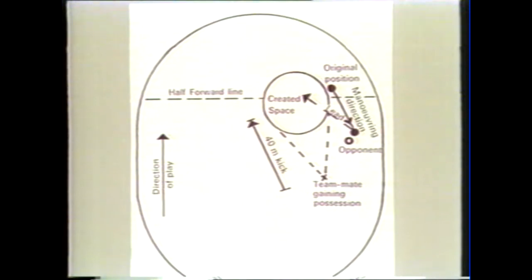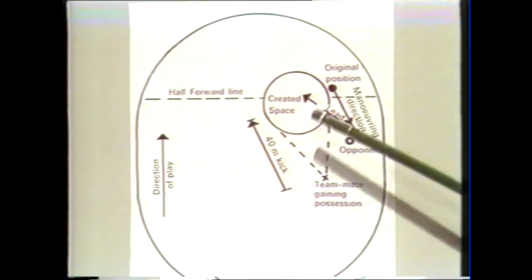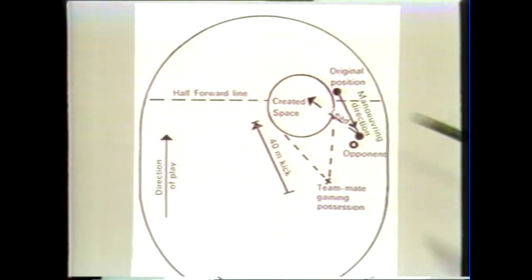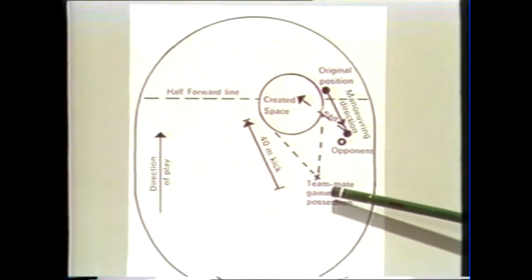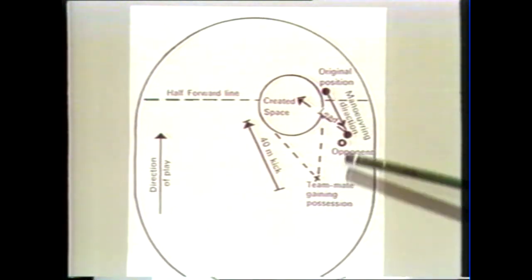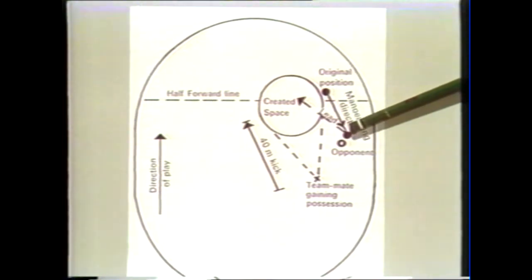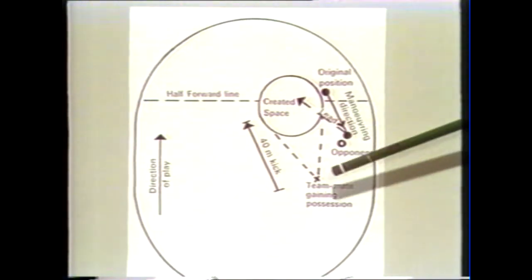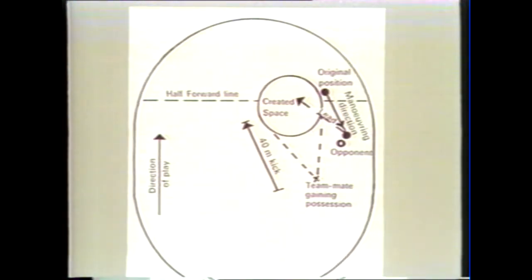Now, this is a particularly difficult diagram to analyse, but it is possible here to see that if a player is in this original position and a teammate further afield gains possession of the ball, it's important that the receiver of the ball creates space. In other words, he will give a dummy lead in this direction, drawing his opponent with him, and his teammate would sum up the situation and kick the ball to the created space.